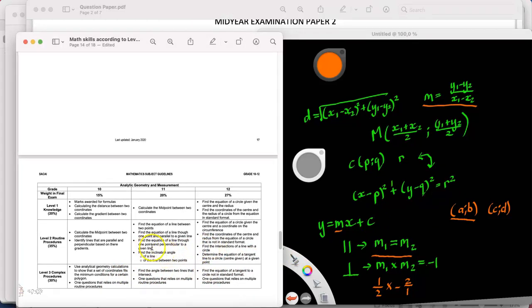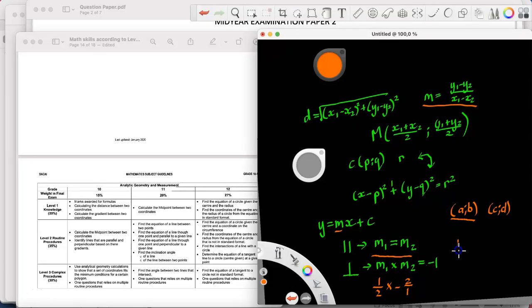That is now find the inclination angle of a line. Here's another point added, and this time I'm finding the inclination angle. So tan theta is equal to the gradient. Now, when I have that, let me just move this a little bit.